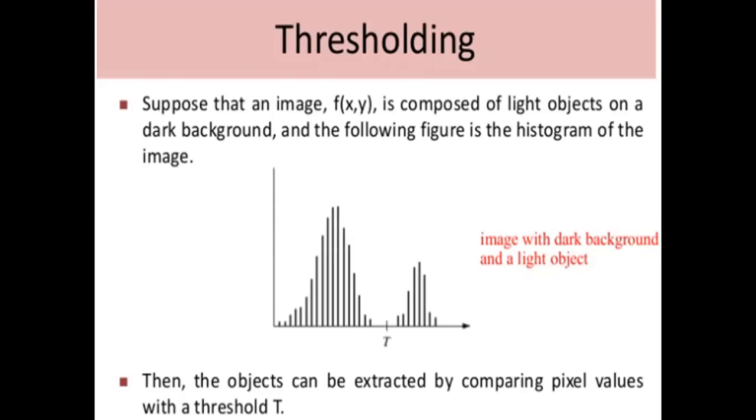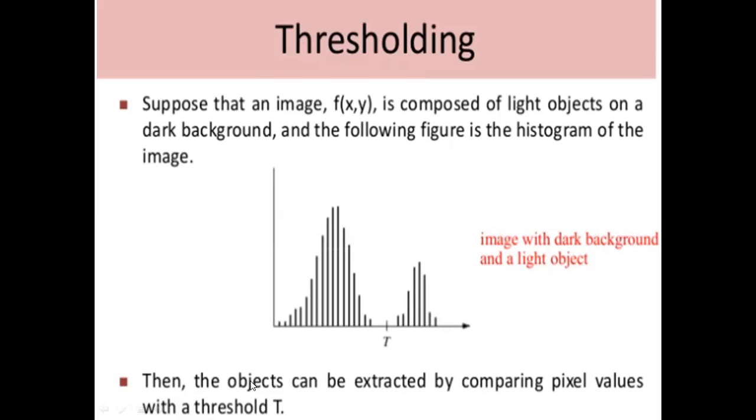Suppose that an image f(x,y) is composed of light objects on a dark background, and the following figure is a histogram of that image. Here we are considering an image which has white as the foreground and black as the background. So the histogram it forms is like this. This is an image with a dark background and a light object, and this is a threshold value. Any value we can fix here, that is a center value which differentiates black and white color.